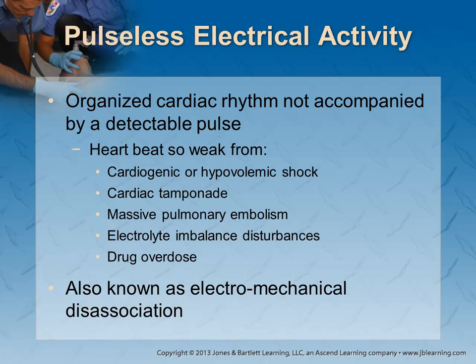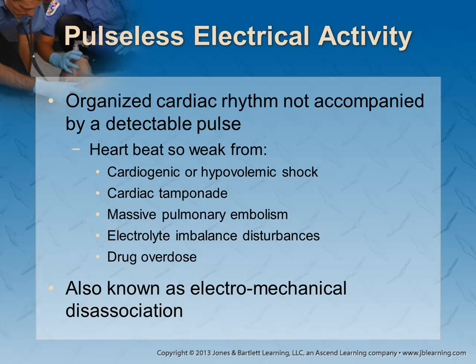PEA is an organized rhythm, but it's not accompanied by a detectable pulse. It used to be known as electromechanical disassociation. Remember, for your heart to pump, you've got to have those two aspects: the electrical and the mechanical working together. We've got the electrical aspect, but we don't have the mechanical. How are we going to confirm PEA? We're just going to check the pulse.